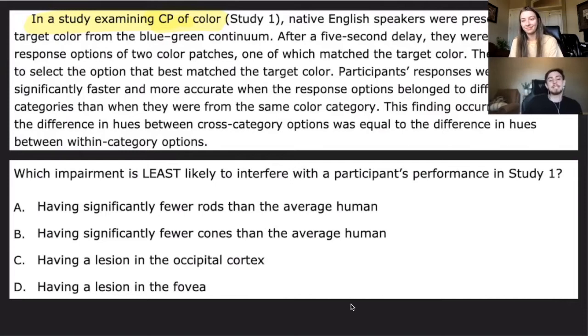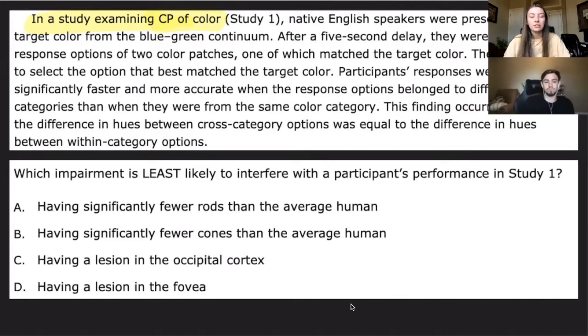So I say maybe not D, and I would go with A, because if I have fewer rods, which is just presence or absence of light, but I still have the same amount of cones, then I should be able to tell between different categories of color. A, final answer. A, correct answer. Good job. Yeah, John broke this down perfectly. You would basically just be asking, which of these doesn't have anything to do with color vision.